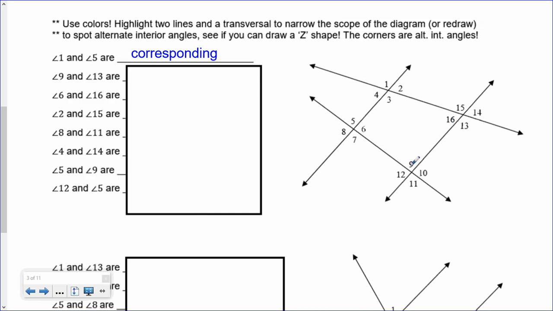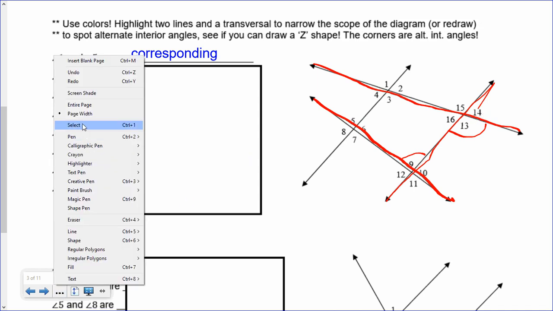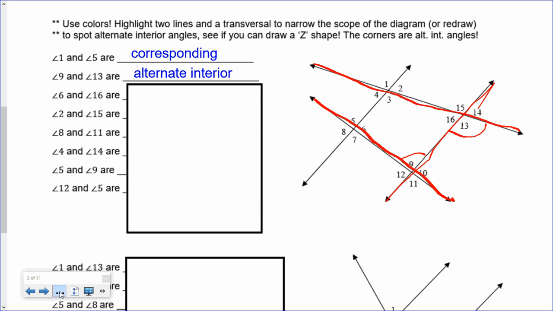9 and 13. 9 is right here and 13 is right here. The line that they are both resting on is this one right here. 13 is resting on this line and 9 is resting on this line. So the two lines I need to highlight would be this one and this one. And then I'm looking at angle 9 and angle 13. These two angles are interior. They're inside of the two lines, and they're on different sides of the transversal. They're diagonal from each other. So based on that information, I know that they are going to be alternate interior angles.